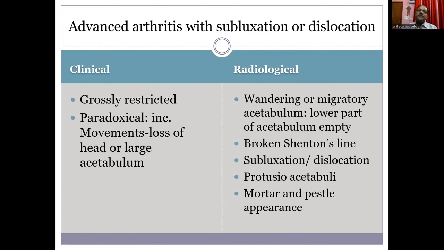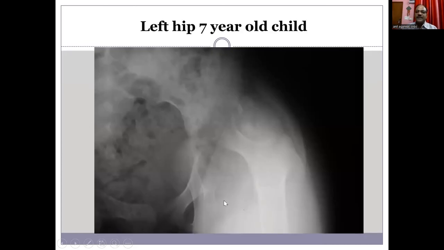Now, we come to the complications of tubercular arthritis. There are several descriptions available: wandering acetabulum, broken Shenton's line, subluxation, protrusio, and mortar and pestle. What exactly do these terms mean? So in a wandering acetabulum, the lower part of the acetabulum is empty.